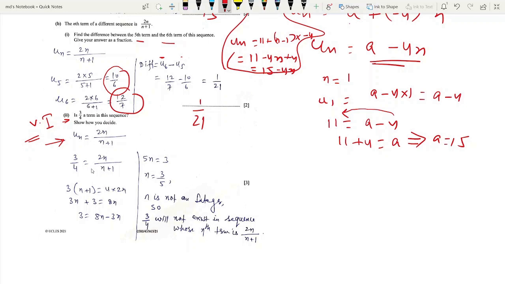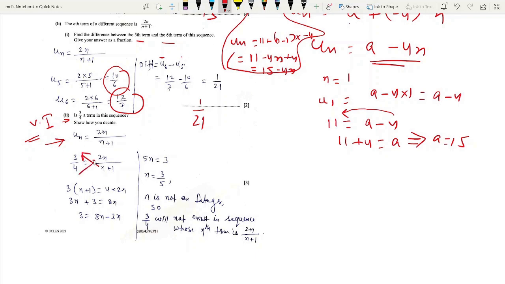So if this term exists, then we can get some n value, like n equals 5, 6, 7. If we get n equals 7 after calculation, then we can say, yes, the 7th term will be 3 over 4. If this calculation gives n equals 10, then we can say yes, 3 over 4 will exist, and that will be the 10th term. So let's check which n we will get.